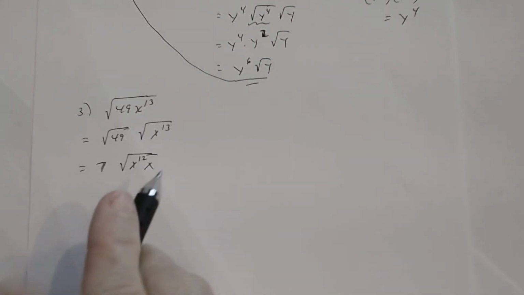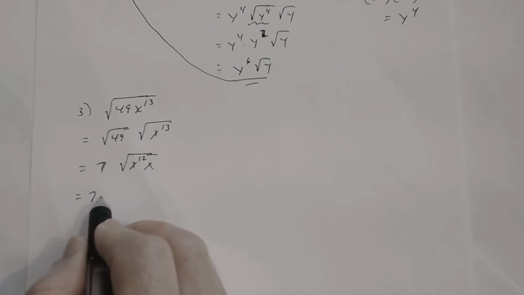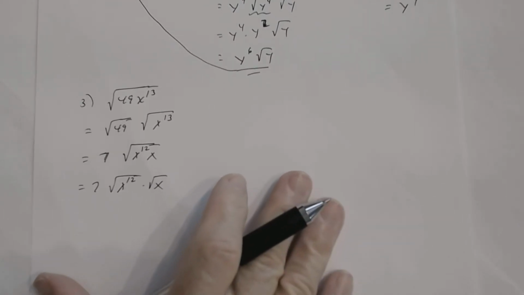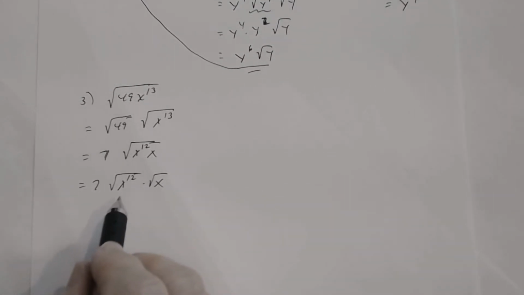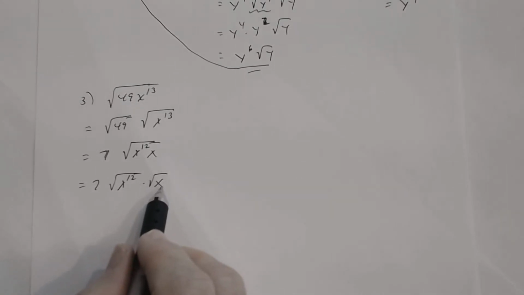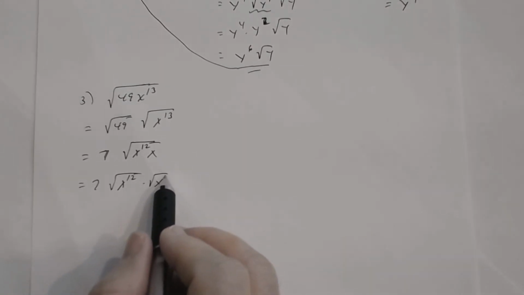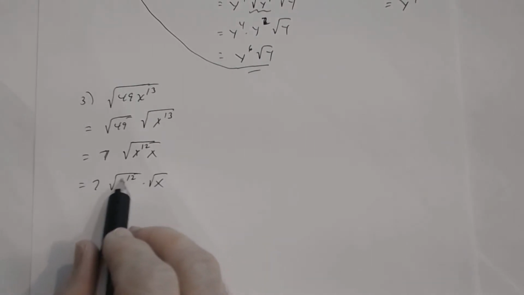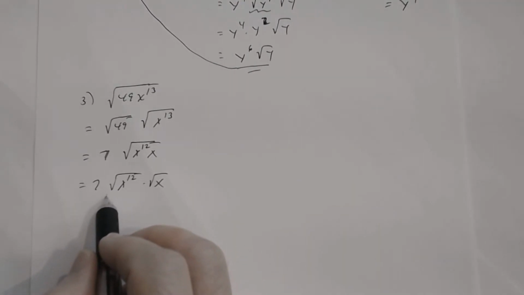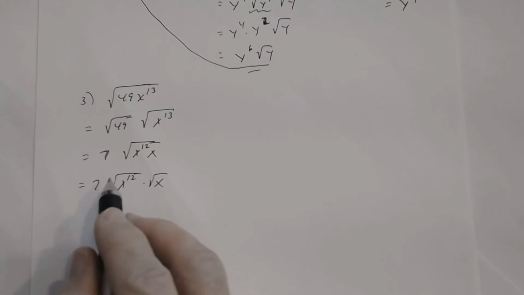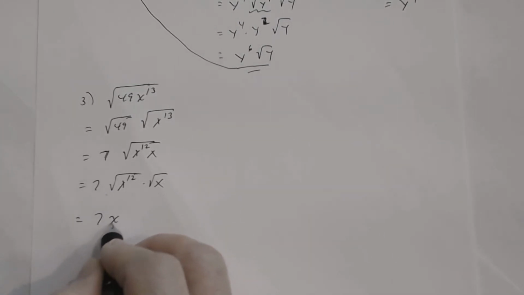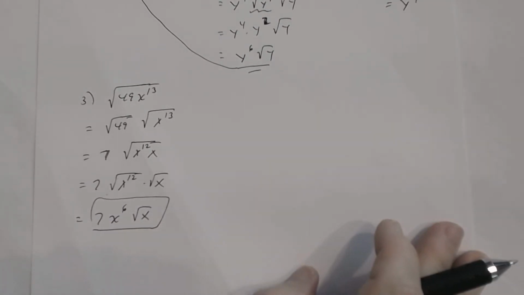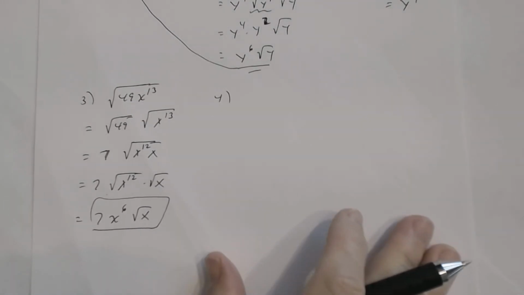And now I'm going to use the product rule again. So the product rule, I get 7 times the square root of x to the 12th times the square root of x, right? And so can I simplify any of these any further? Which ones? This one right here. Can I simplify this? No. Why not? Because the exponent is less than the index. But I can simplify this because 12 is greater than or equal to 2. So the square root of x to the 12th, remember what times itself is x to the 12th? X to the 6th. So I get 7 x to the 6th square root of x. And there's your answer. Okay? Not that difficult, right? Just knowing some things from the past does help you.